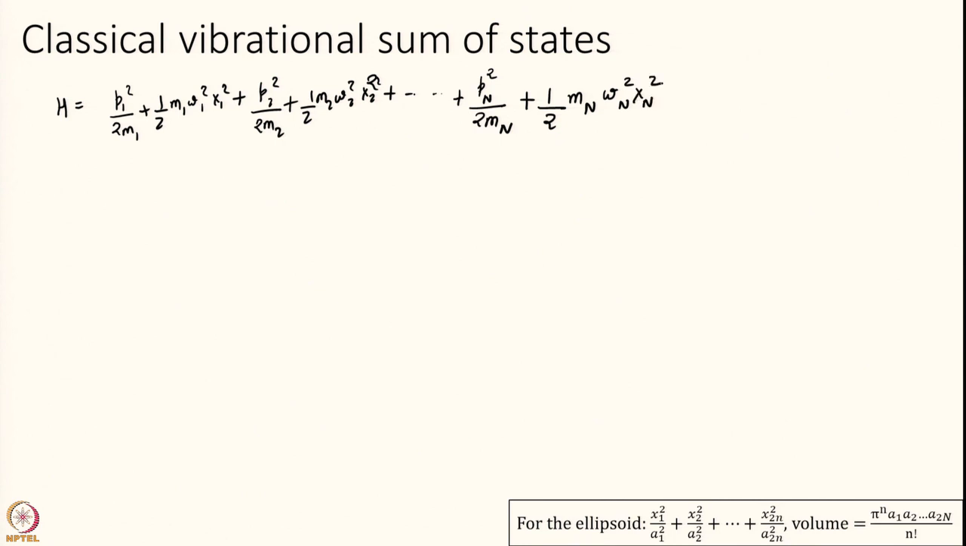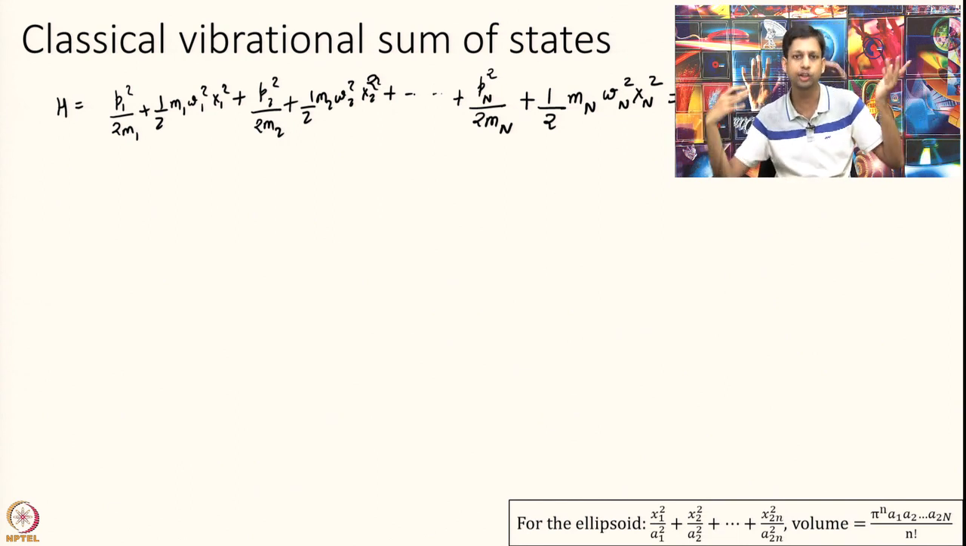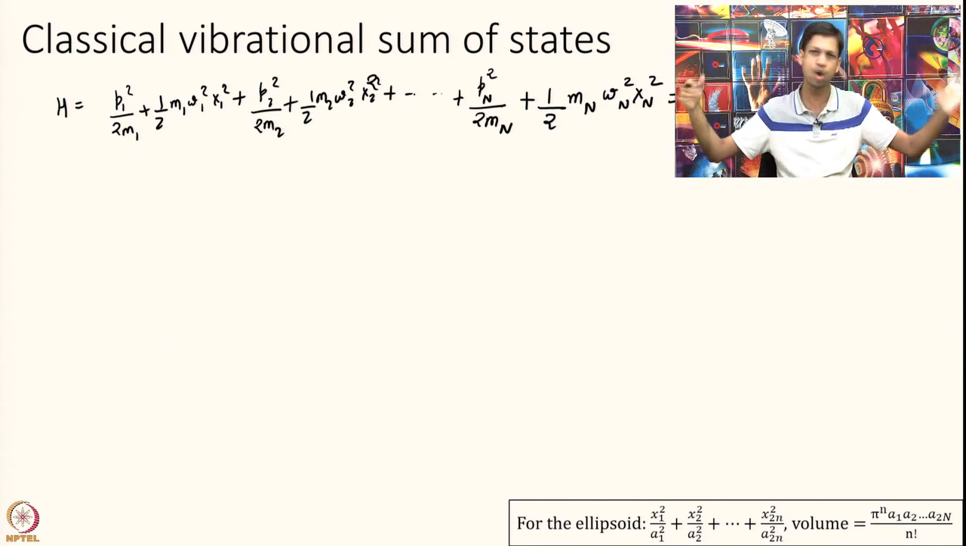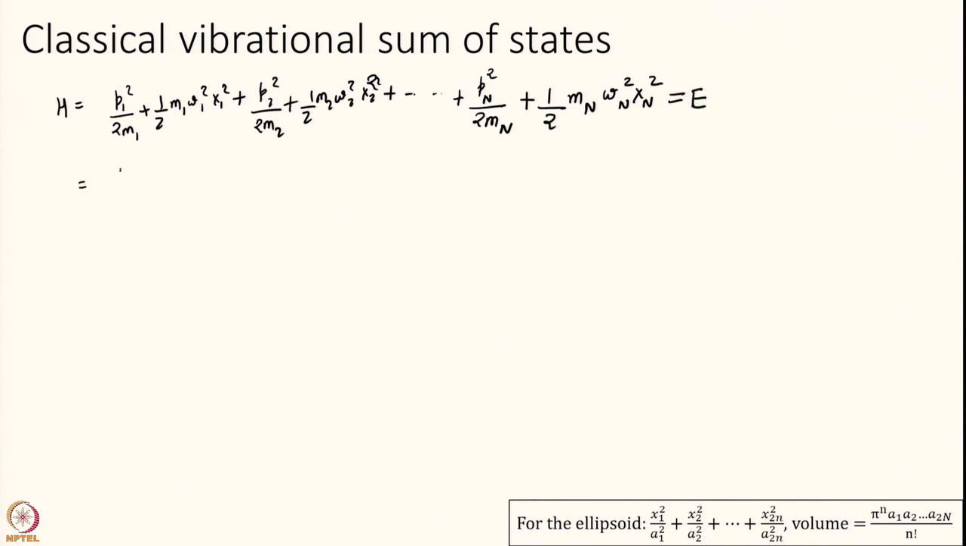plus half m n omega n square x n square. So, again I will play the same trick, I will say H is equal to E, and this is some n dimensional space, a huge space, but it does not matter. I have this huge space in which I have a contour of H equal to E. And I simply have to find the volume occupied by this contour. That is still my general recipe, however large n is, even if I cannot draw the figure, even if I cannot imagine the figure. For this, let me just rewrite this in a different form.